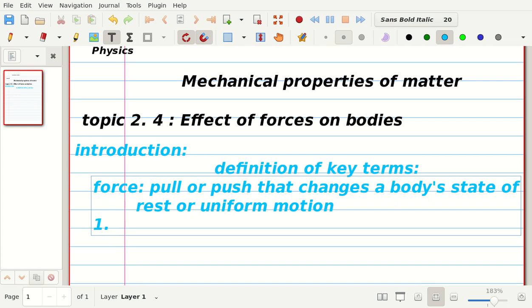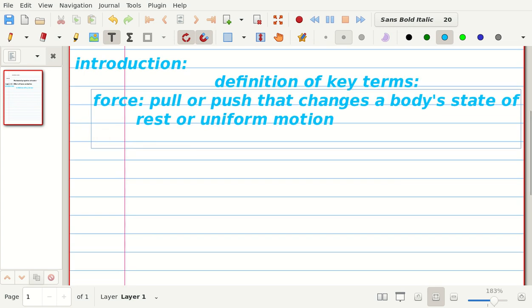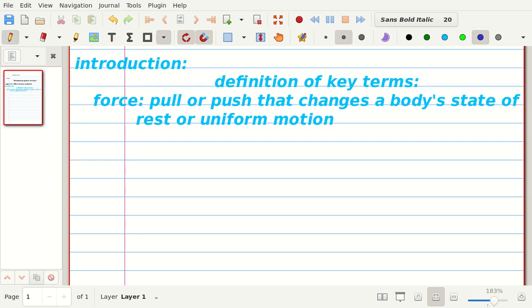You may wonder what is a body, what is a state of motion, what is a state of rest. Let me give you a highlight. I would say this is our body A. Let me get a rubber. This is our body A, and its state of rest.